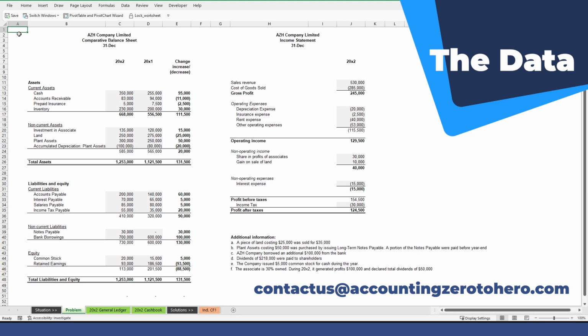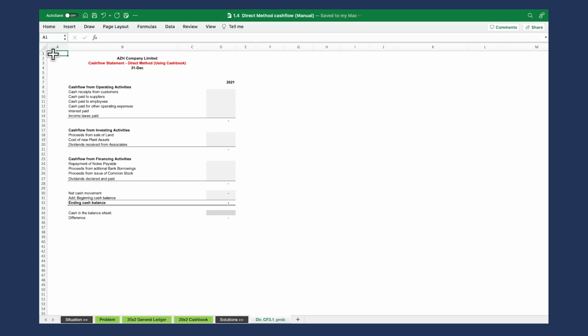Let's go! What makes the direct method cash flow unique, specifically this type of preparation, the manual approach, is that we're going to take the literal meaning of the cash flows, being the movements in cash for the period for a particular entity. To achieve that, we are going to have to follow a few steps.